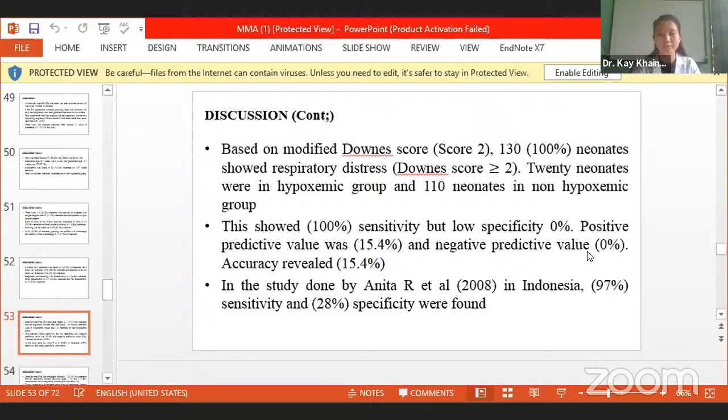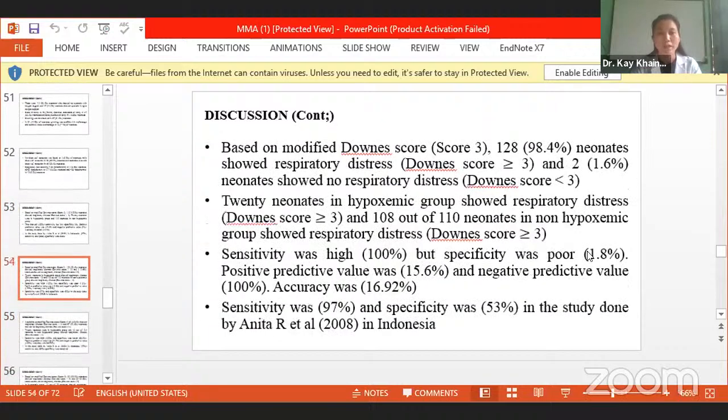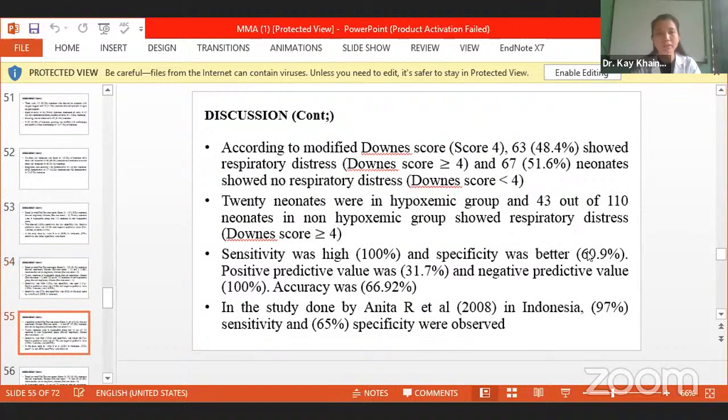20% specificity. Based on score 3, sensitivity was high 100%, but specificity was poor 1.8%. Positive predictive value was 15.6% and negative predictive value was 100%. Accuracy was 16.92%. Sensitivity was 97% and specificity was 53% in the original study.